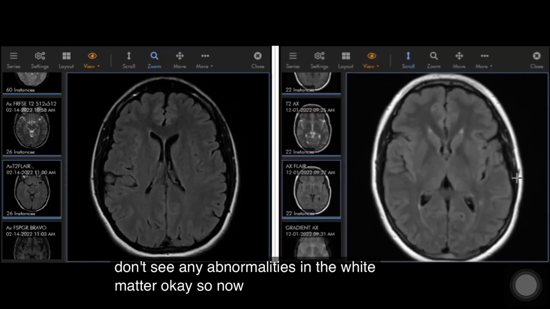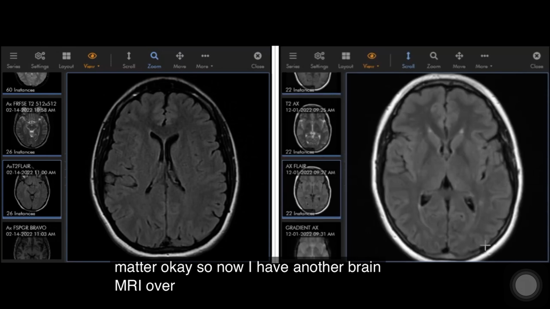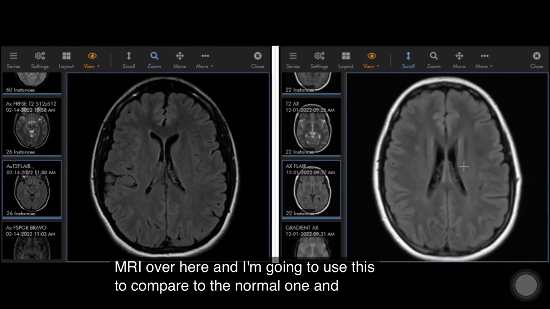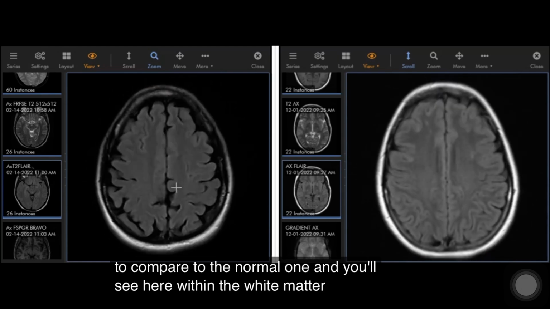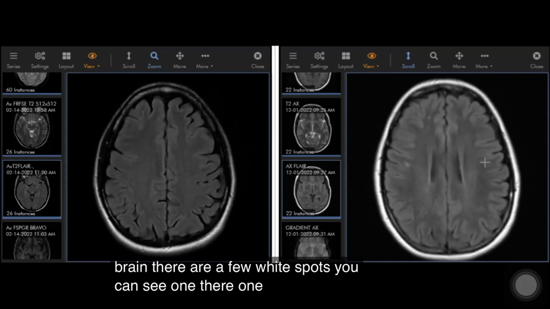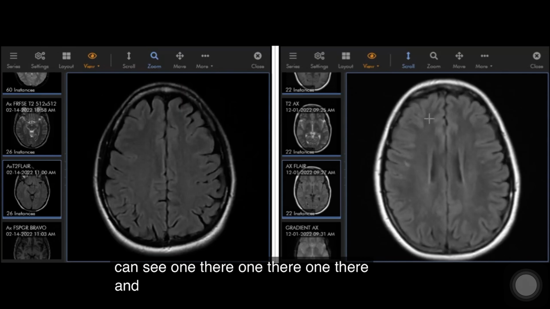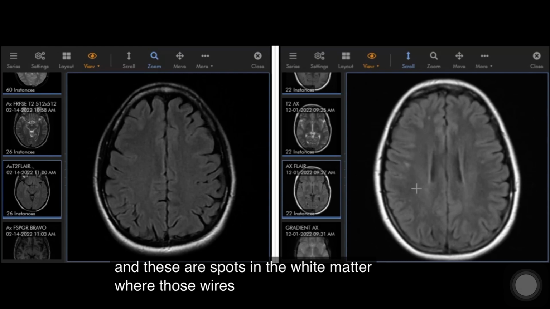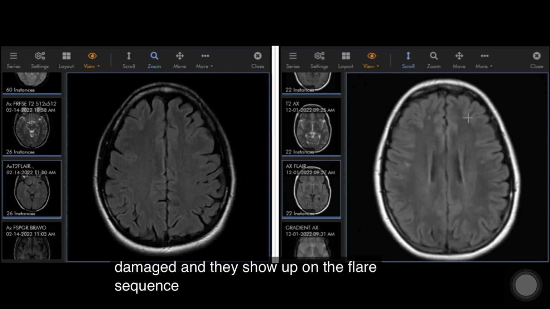Okay, so now I have another brain MRI over here, and I'm going to use this to compare to the normal one. And you'll see here within the white matter of this brain, there are a few white spots. You can see one there, one there, one there. And these are spots in the white matter where those wires or axons have been damaged, and they show up on the FLAIR sequence in white, and you can see we don't see that on the normal.